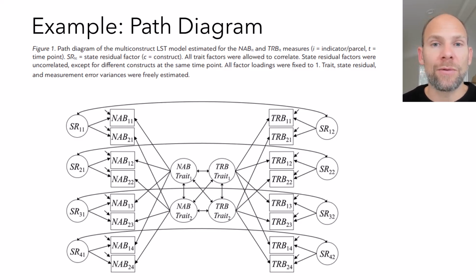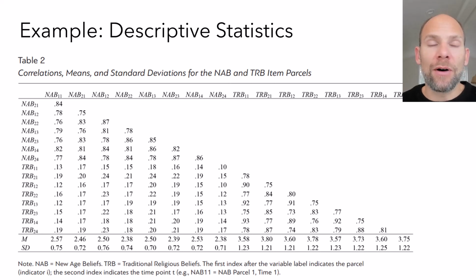So from that, you can pretty much understand what the model looked like that was specified. Here's an example of how to report descriptive statistics. This is a table that contains the correlation matrix for all indicators that were used in this structural equation model. You can see it's a fairly large correlation matrix. All the correlations are depicted here. And then at the bottom, you have the means and the standard deviations, SD.